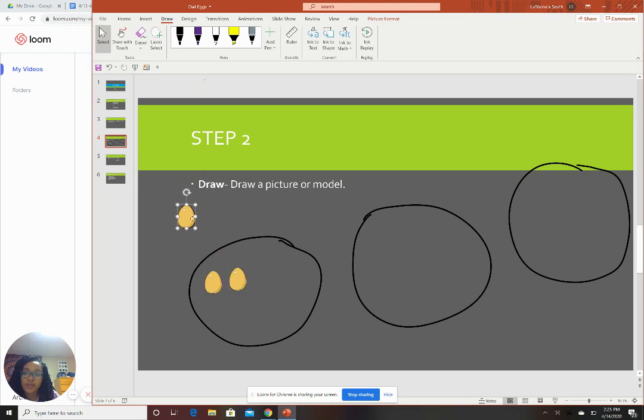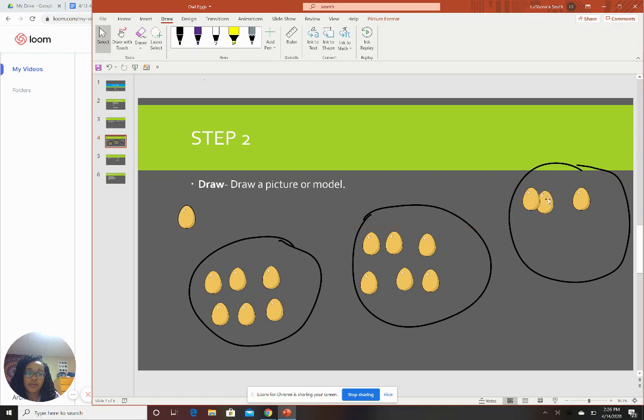1, 2, 3, 4, 5, 6. 1, 2, 3, 4, 5, 6. 1, 2, 3, 4, 5, 6. Okay, so here's our model.